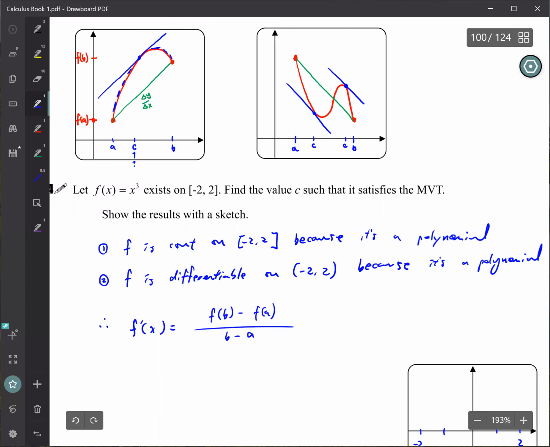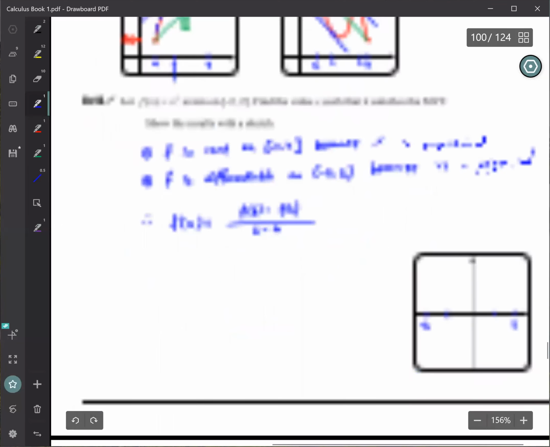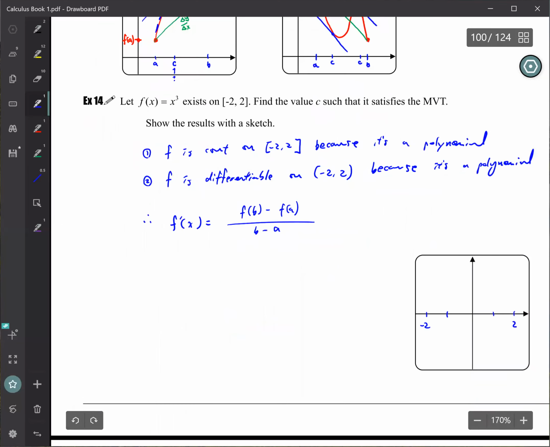Okay, now next part. Now we need to find the value c such that the slope at that place has to be the same as the slope of the endpoints. Let's get the slope of the endpoints.